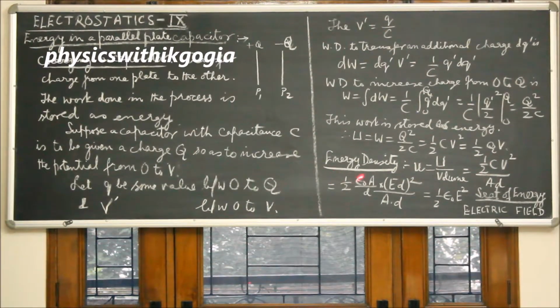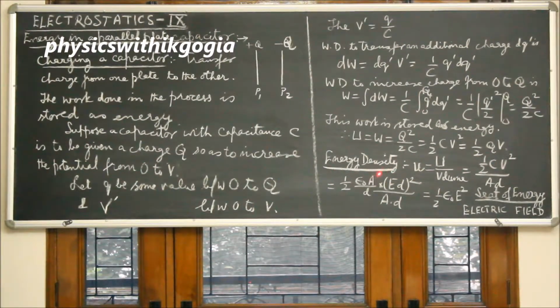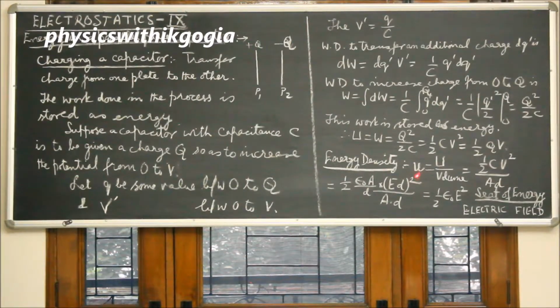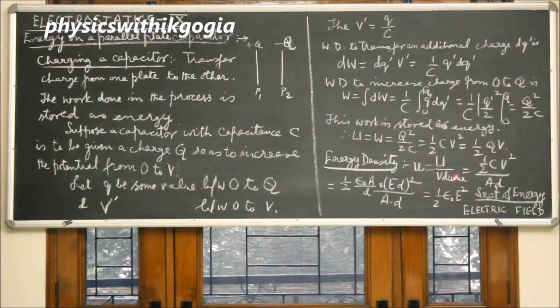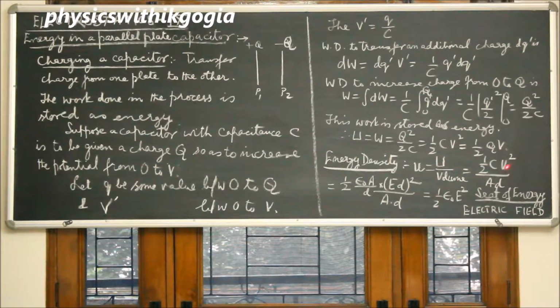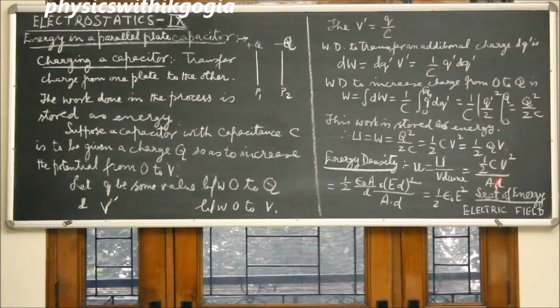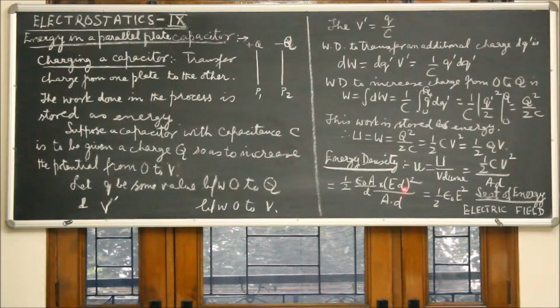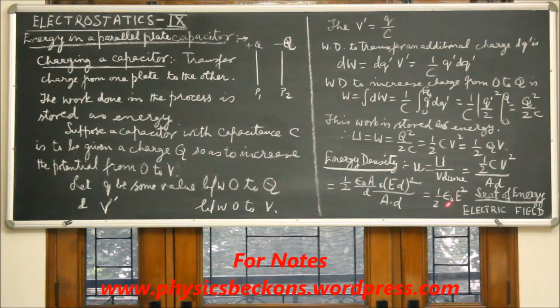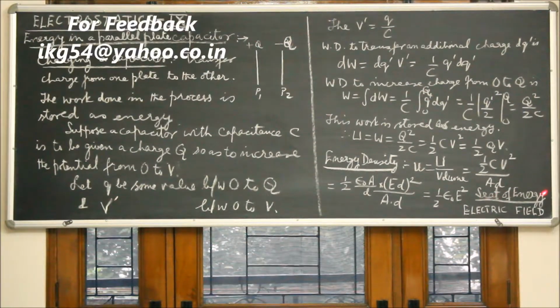Now, another important term is energy density. That is energy per unit volume. We denote it by small u. Total energy over volume of the capacitor, that is half CV squared over volume, area into separation between the plates. Substituting for C, epsilon naught A by D and V as ED, we get half epsilon naught E squared as the energy density. Remember, the energy is not on the plates. The seat of energy in the capacitor is in the field between the plates of the capacitor.